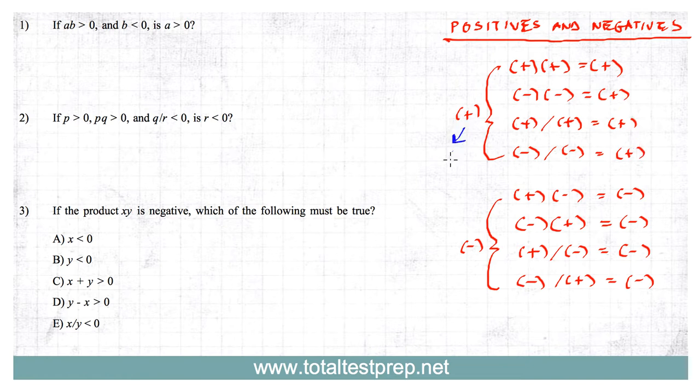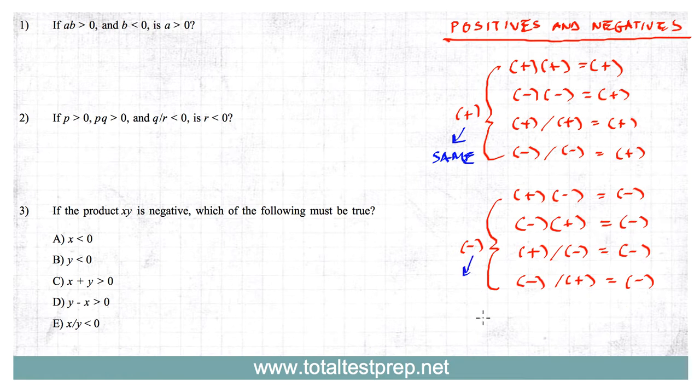So if you have two numbers that have the same sign and you're multiplying or dividing them, the result is always going to be positive. On the other hand, if you're multiplying or dividing two numbers that have different signs, for example, a positive and a negative, or a negative and a positive, you're always going to get a negative result.